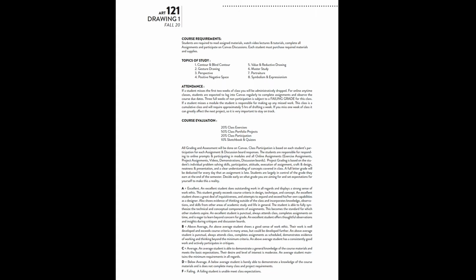Decide early on what grade you're aiming for and set expectations for yourself to make this a reality. Read these examples below so that you can gain a greater understanding of what my expectations are for A, B, C, D, or F student. What I will expect of an excellent student, an above average student, an average, a below average, or a failing student.